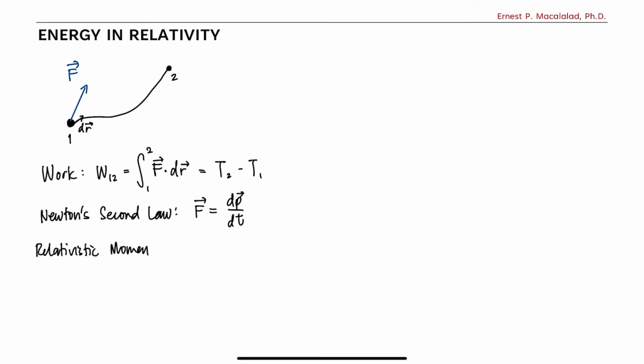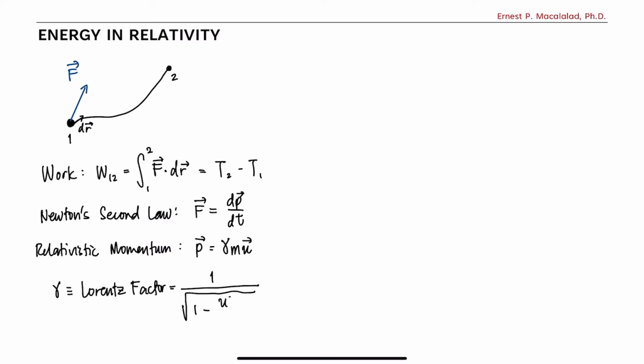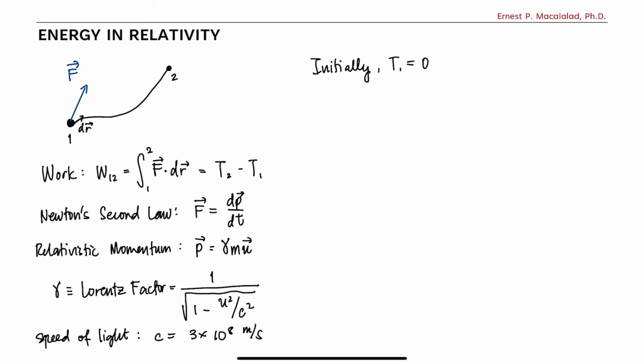Relativistically, we define the linear momentum p to be equal to gamma mu, where gamma is the Lorentz factor given by 1 over the square root of 1 minus u squared over c squared, m is the mass of the particle, and u is the velocity of the particle. Here c is the speed of light, equal to 3 times 10 to the 8th meters per second. If the particle is initially at rest, so that means T1 is equal to 0, and the velocity is initially along the direction of the force.